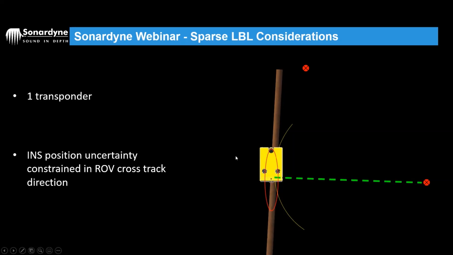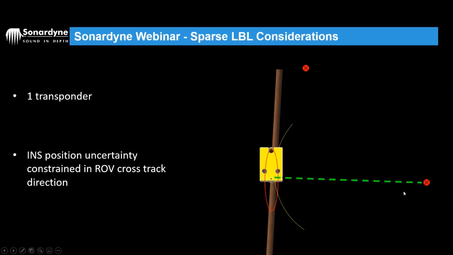So the reason I'm telling you that is obviously when we started talking about this technology, this sparse LBL technology, we initially said you could potentially use it with one transponder. That is still the case. You could still use it with one transponder, but we've since actually said that it's better to use it with 3 transponders as a minimum, just for QC and also redundancy.